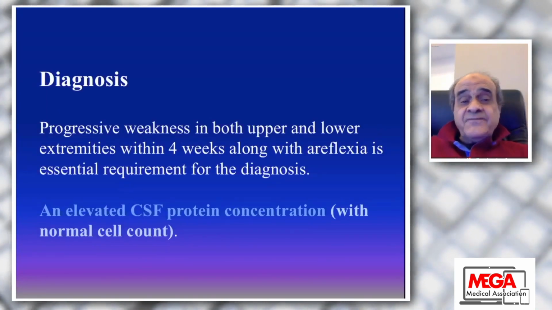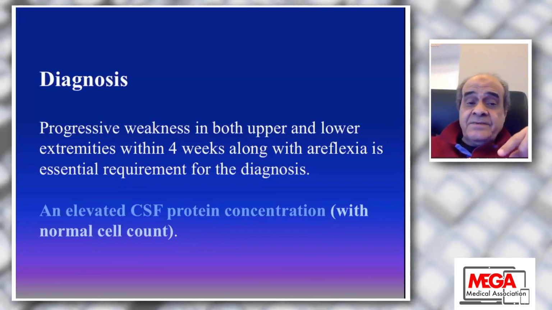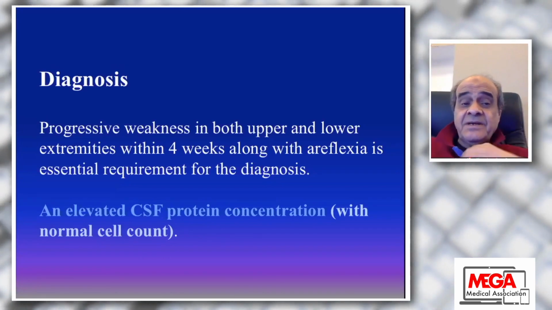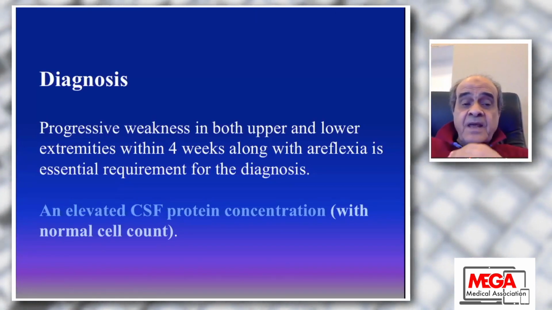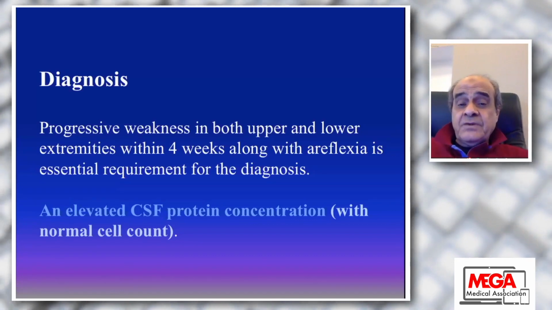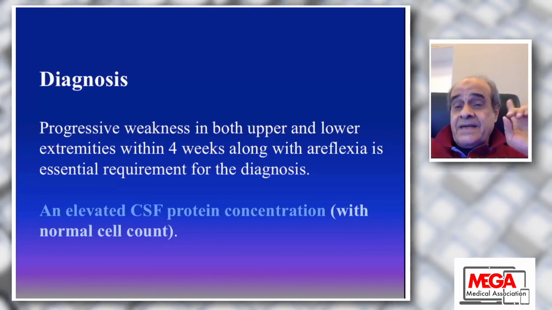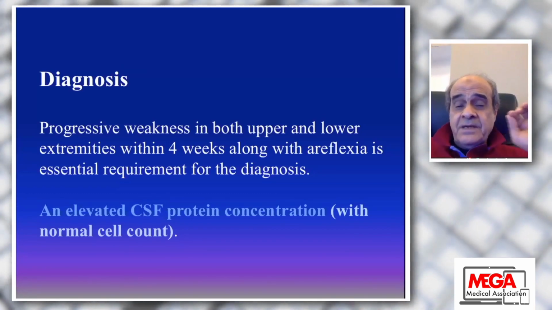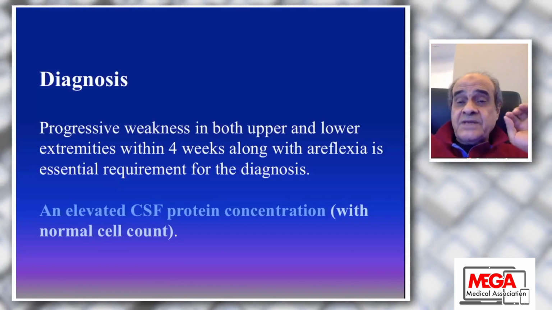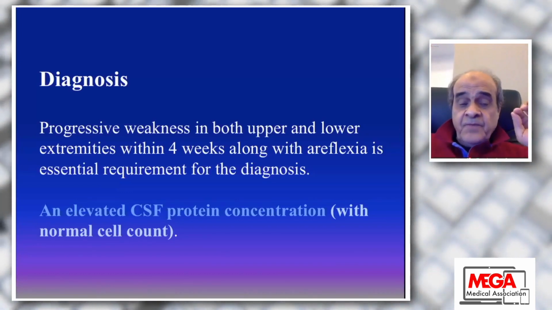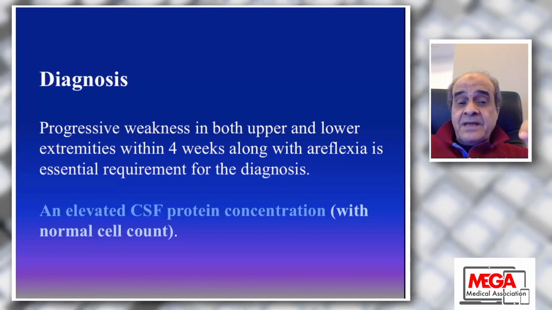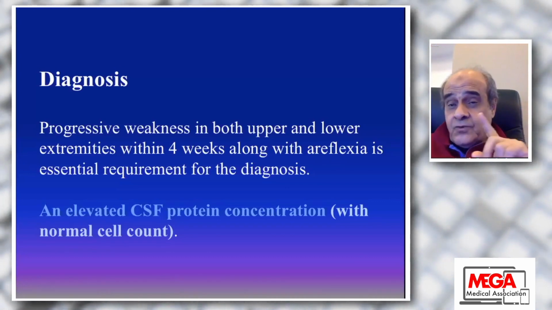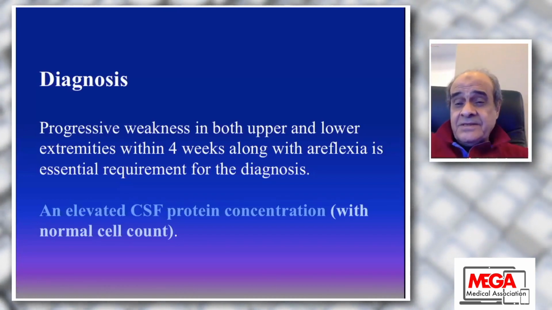Diagnosis: progressive weakness in both the upper and lower extremities within 4 weeks, along with areflexia, is an essential requirement for diagnosis, and elevated CSF protein concentration with normal cell count, not exceeding 50 cells per microliter, so no pleocytosis, in Guillain-Barré syndrome. But suppose you find on tapping that the protein level is low; maybe you can't exclude Guillain-Barré syndrome.